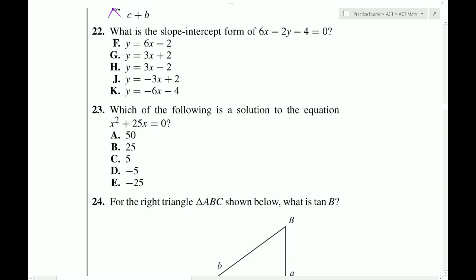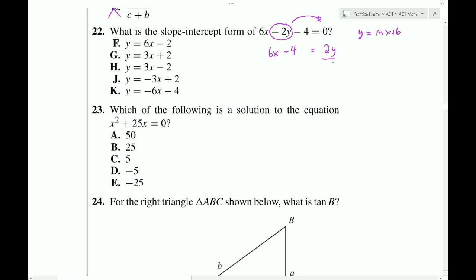Okay, the next question. What is the slope-intercept form of this? So slope-intercept form is y equals mx plus b, okay? And we want to isolate y, right? So there's a few ways to do that, but my favorite way here is to grab this and bring it to this side. When you bring a term across the equal sign, it switches the sign in front of the term to make it positive in this case. Okay, so we end up with 6x minus 4 is equal to y.